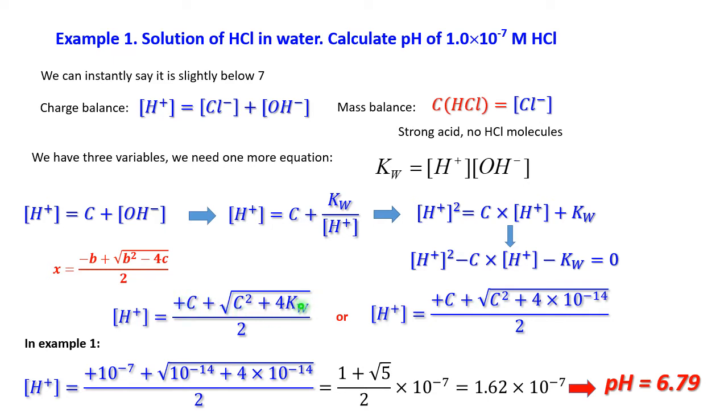Now, Kw is always the same, at least at room temperature. So instead of Kw, I can put simply 10 to the negative 14. And I'll have such an approximate equation showing me the total concentration of HCl and the resulting H+. So for our example, 1 times 10 to the negative 7 molar HCl, I'm hooking in the numbers, and I have a concentration of H+ of 1.62 times 10 to the negative 7, which gives me pH 6.79, around 6.8. We had a very good guess at the very beginning.